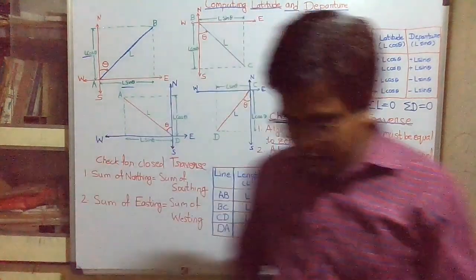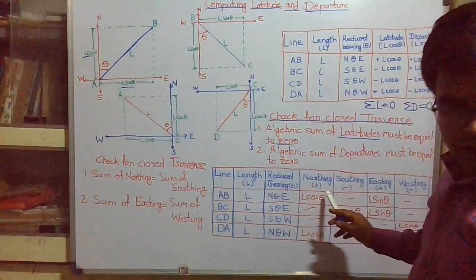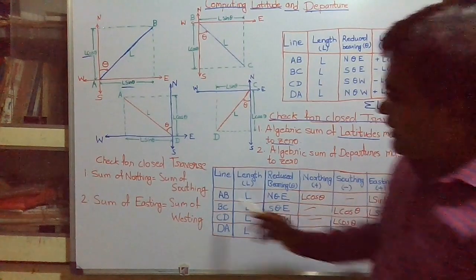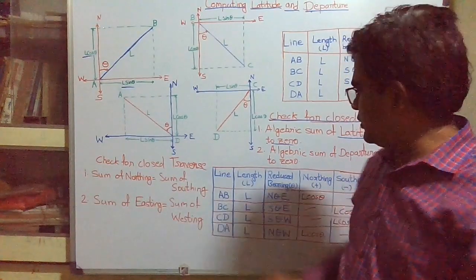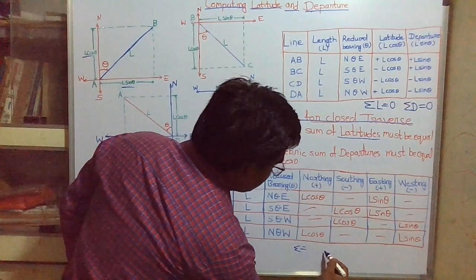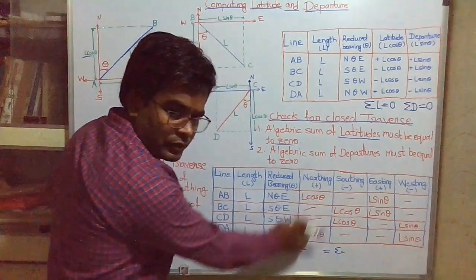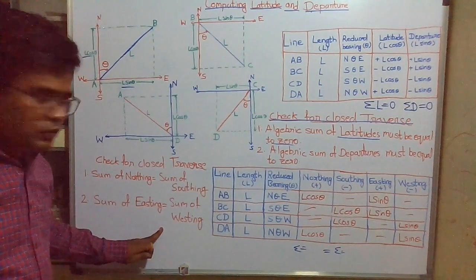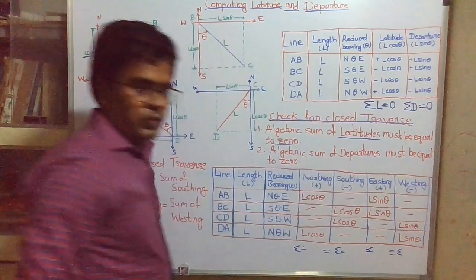And here is the check for a closed traverse when we compute in terms of northing, southing, easting and westing. The sum of northing should be equal to the sum of southing, and similarly the sum of easting should be equal to the sum of westing.